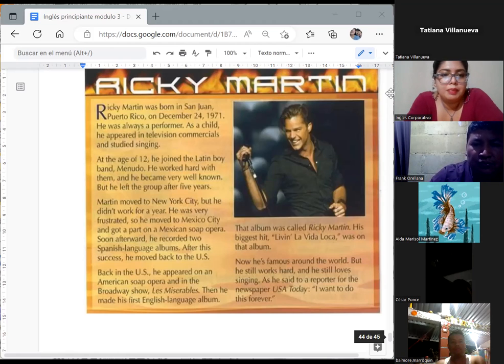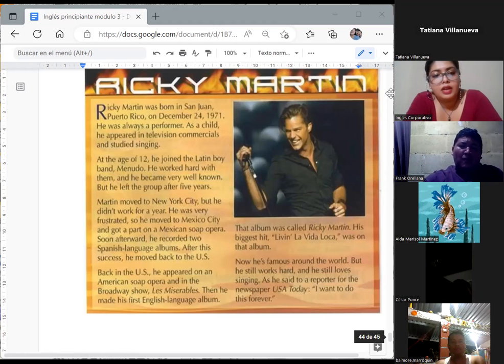As a child, he appeared in television commercials and studied singing. De niño, aparecía en comerciales televisivos y estudiaba canto. At the age of 12, he joined the Latin boy band Menudo. A los 12, se unió a la banda de chicos, ¿verdad? A la banda latina de chicos, Menudo. He worked hard with them and he became very well known. Él trabajó muy duro con ellos y fue bastante reconocido. But he left the group after 5 years. Pero dejó el grupo después de 5 años.